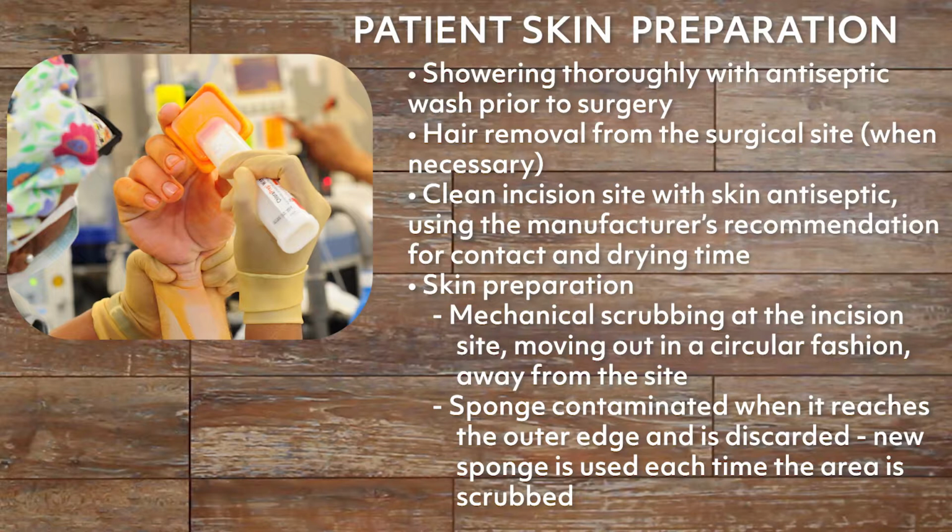Patient skin preparation involves the patient showering thoroughly with an antiseptic wash prior to surgery. The intraoperative circulating nurse will be involved in hair removal from the surgical site when necessary and cleaning the incision site with skin antiseptic, using the manufacturer's recommendation for contact and drying time. Skin preparation begins with mechanical scrubbing at the incision site, moving out in a circular fashion away from the site. The sponge is considered contaminated when it reaches the outer edge and is then discarded. A new sponge is used each time the area is scrubbed.